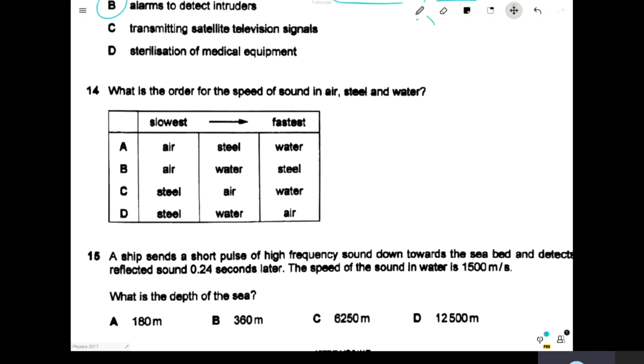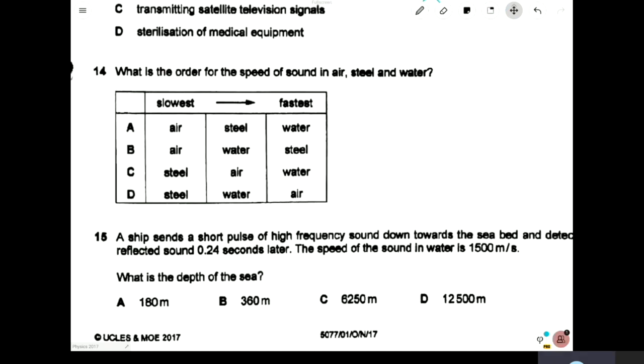What's the order for speed of sound in air, steel, and water? Sound is fastest in solid, followed by liquid and gas. So the answer is B.